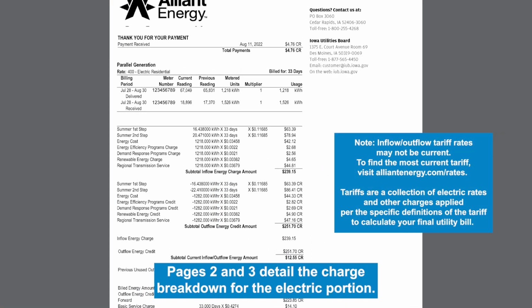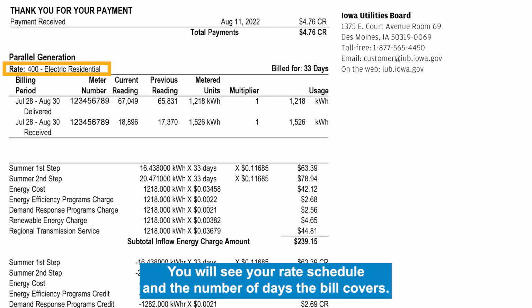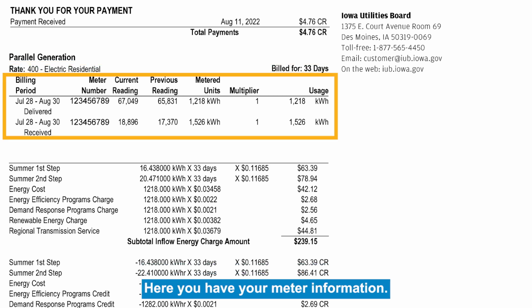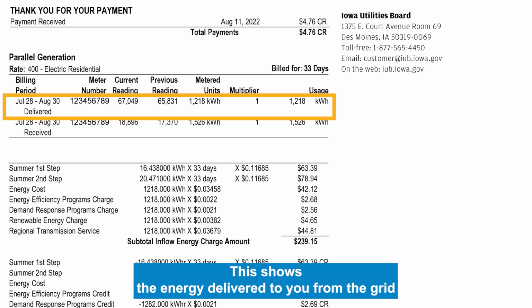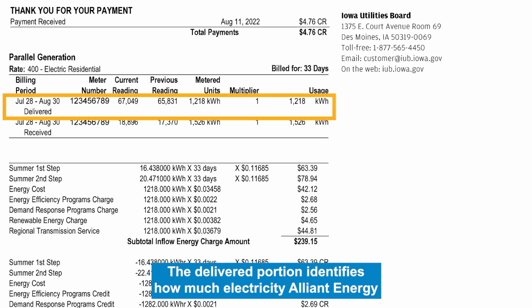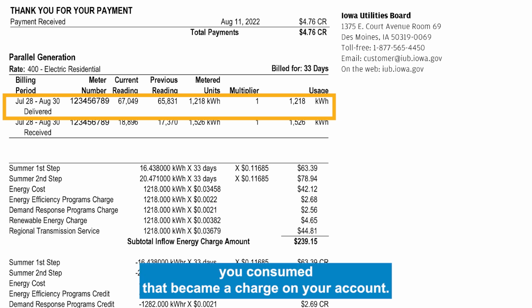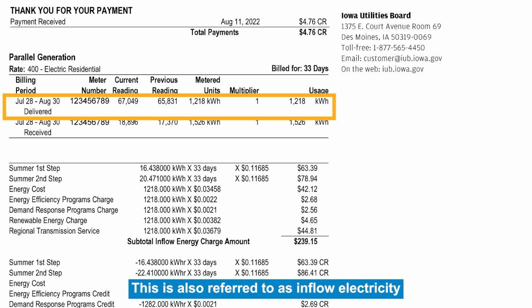Pages 2 and 3 detail the charge breakdown for the electric portion. You will see your rate schedule and the number of days the bill covers. Here you have your meter information. This shows the energy delivered to you from the grid and the energy the grid received from your solar system. The delivered portion identifies how much electricity Alliant Energy delivered to you. In other words, the amount of energy you consumed that became a charge on your account. This is also referred to as inflow electricity that flows into your home from the grid.